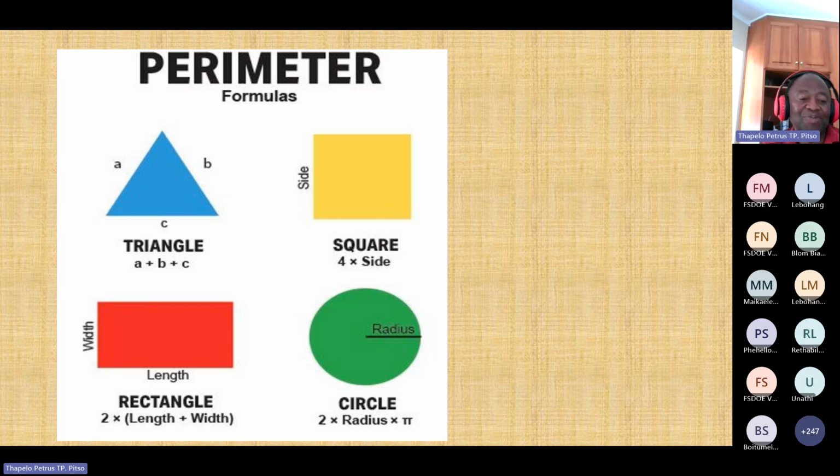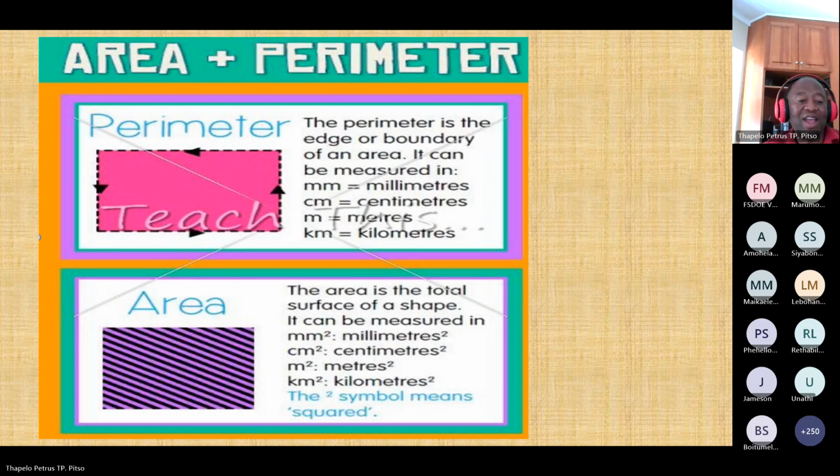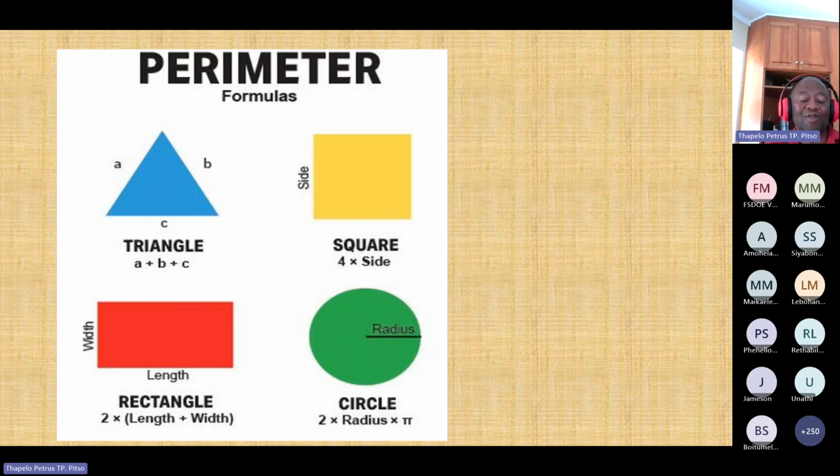A rectangle, the longer sides and the shorter sides. 2 of the shorter sides and 2 of the longer sides. You add all the sides. And remember now, when we talk about our circle, your circumference, that circulation around the circle. That's what we'll be talking about in terms of a perimeter. And the area, the inside, of course, the inside of those shapes.